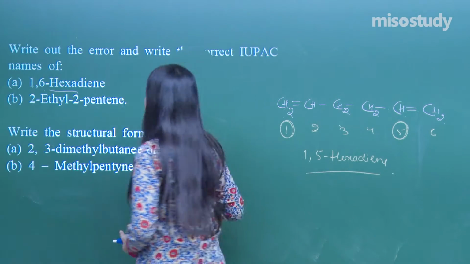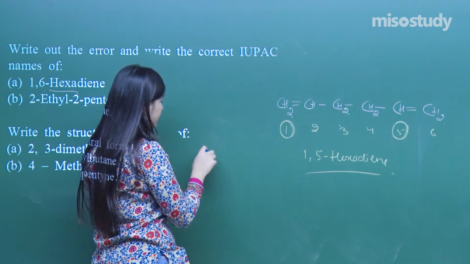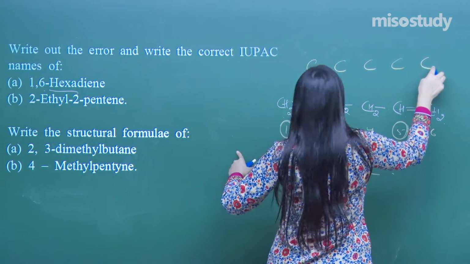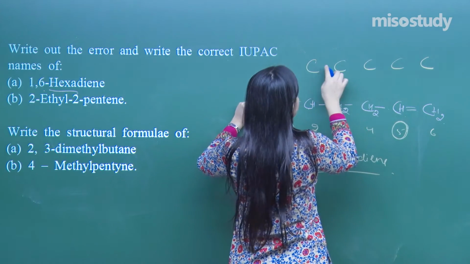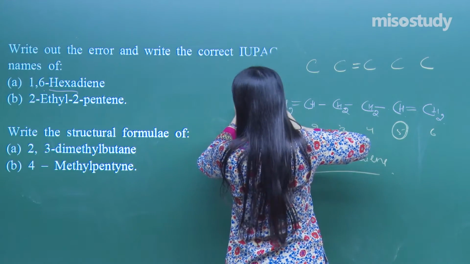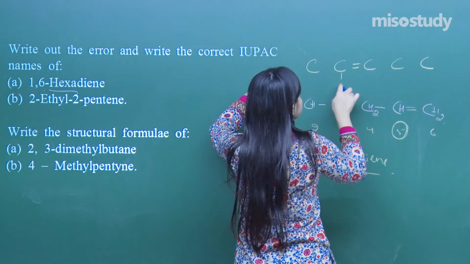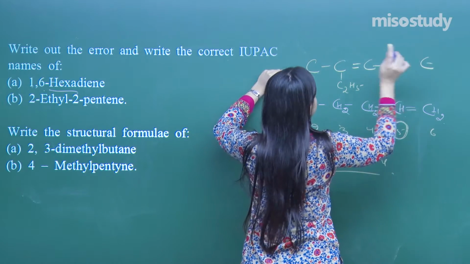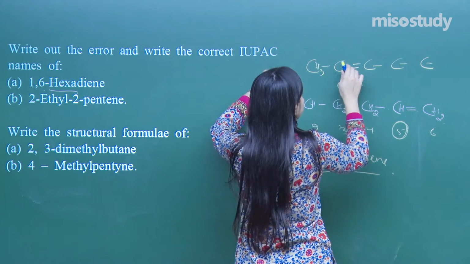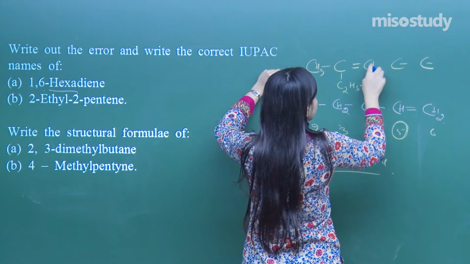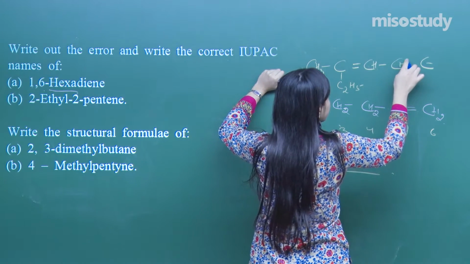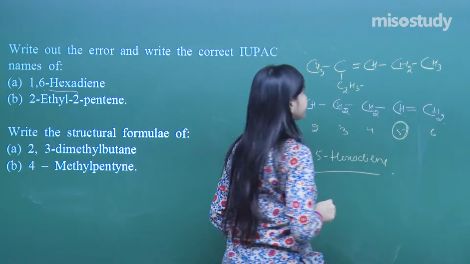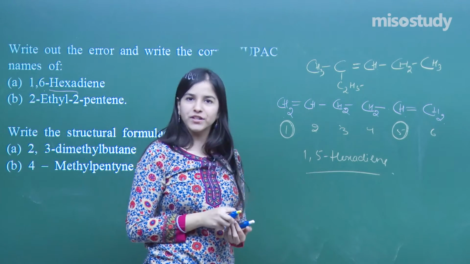2-ethyl-2-pentene. Now, 2-ethyl-2-pentene. First of all, pent, 2-pentene, 1, 2. That means the double bond is to be placed here. 2-ethyl, 1, 2. Can you figure it out? See here, it's very interesting. Okay, let me just complete the valencies. CH2, CH3. Now, how are you going to number it?